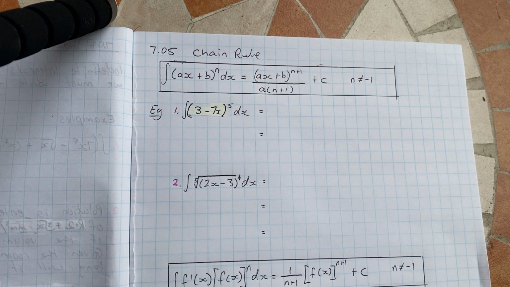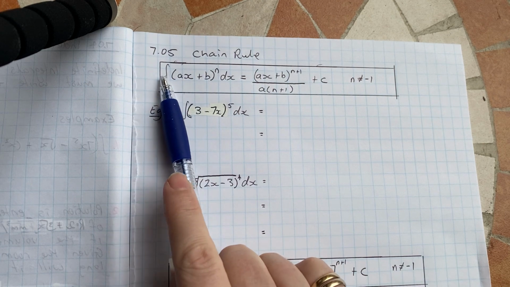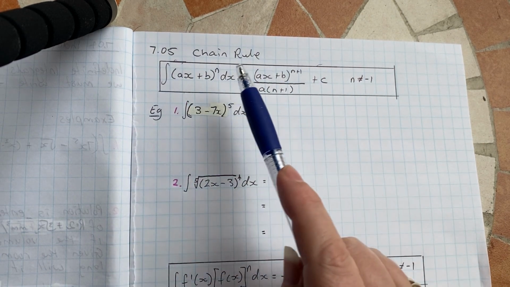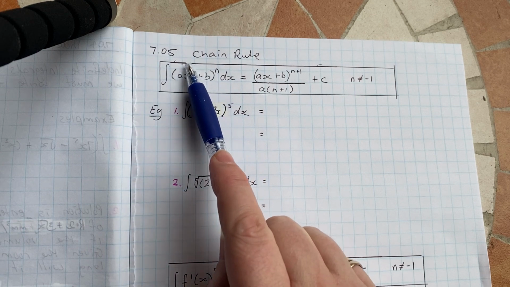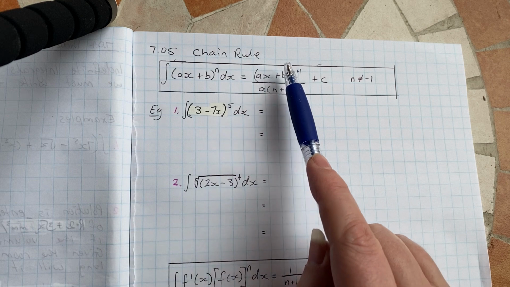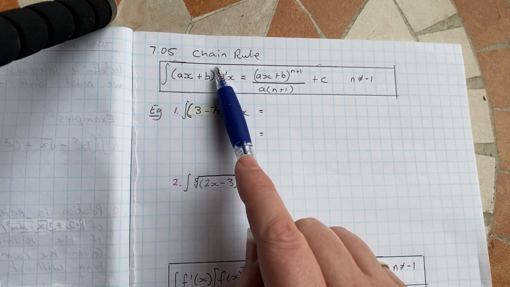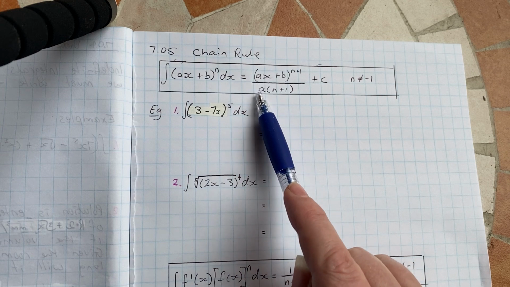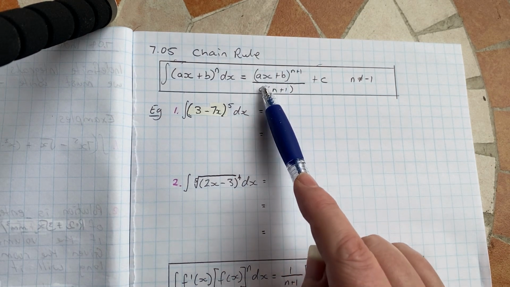Okay, exercise 705 is about the chain rule. So this is a basic form of the chain rule that is not on your reference sheet. Basically, if the piece inside the brackets is linear, then you can just integrate like normal, add 1 to the power, divide by the new power. You also need to divide by the a.